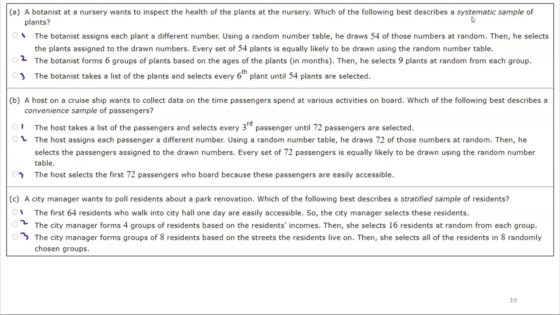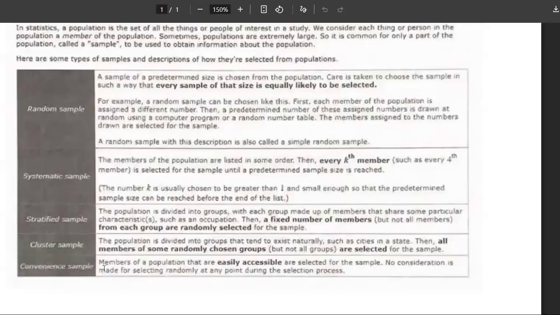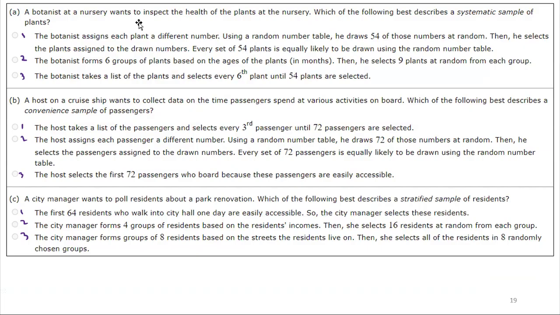So if we look at the term systematic sample, let's go to that. It says that the members of the population are listed in some order, then every kth member, such as every fourth member, is selected for the sample until a predetermined sample size is reached. Okay, so the best one that describes that would have to be number three, right? It says the botanist takes a list of the plants and selects every sixth plant until 54 plants are selected. So the first one there, the answer is three.